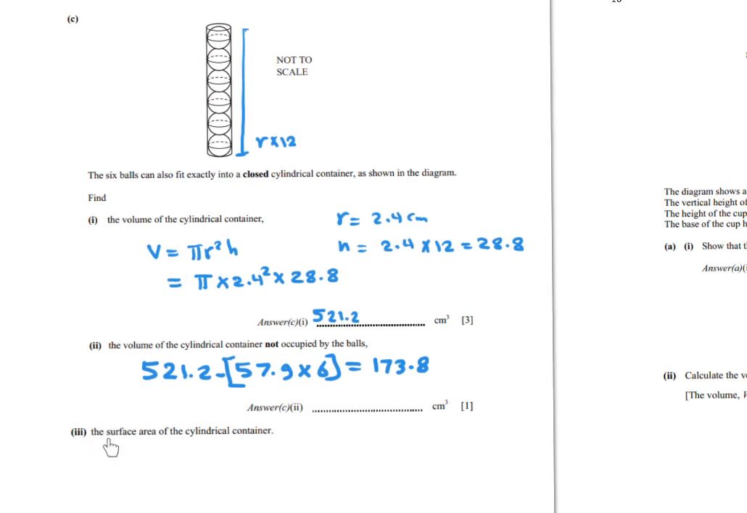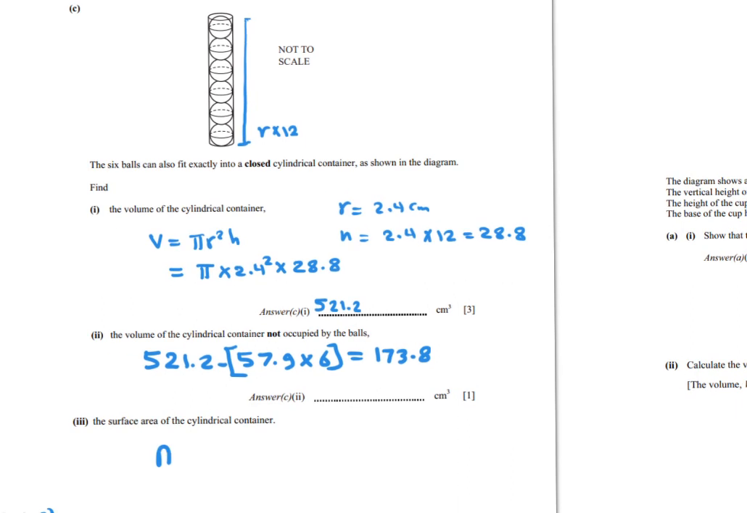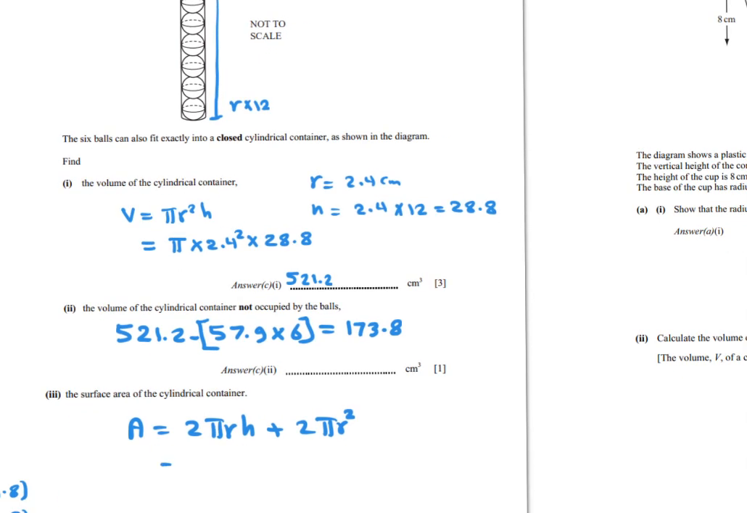Now for part three, the surface area of the cylindrical container. To find the surface area of the cylinder, we have a rule. Surface area equals 2πrh, this is the curved surface, plus 2πr squared, because we have a circle at the top and a circle at the bottom, since this is a closed cylinder. So 2 times π times r, which is 2.4, times the height, which is 28.8, plus 2π times 2.4 squared.